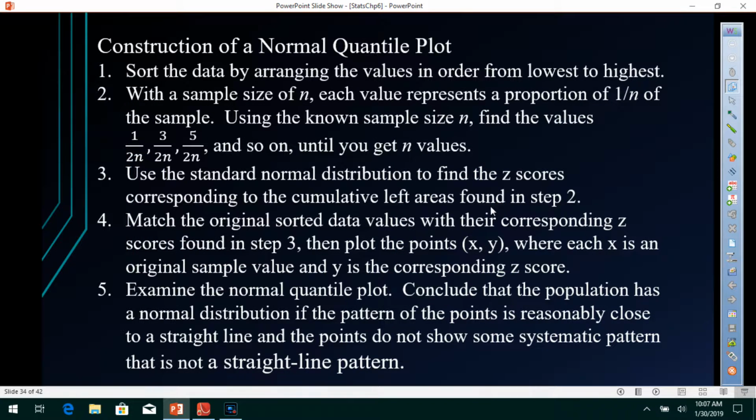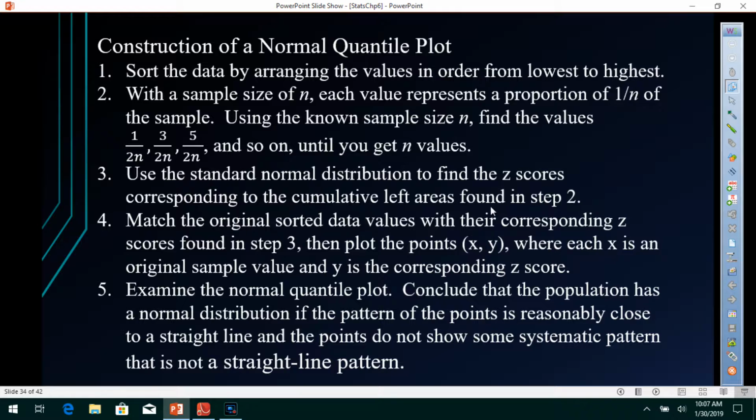Construction of a normal quantile plot. Sort the data by arranging the values in order from lowest to highest. With the sample size of n, each value represents a portion of 1/n of the sample. Using the known sample size n, find the values 1 over 2n, 3 over 2n, 5 over 2n, and so on until you get n values.